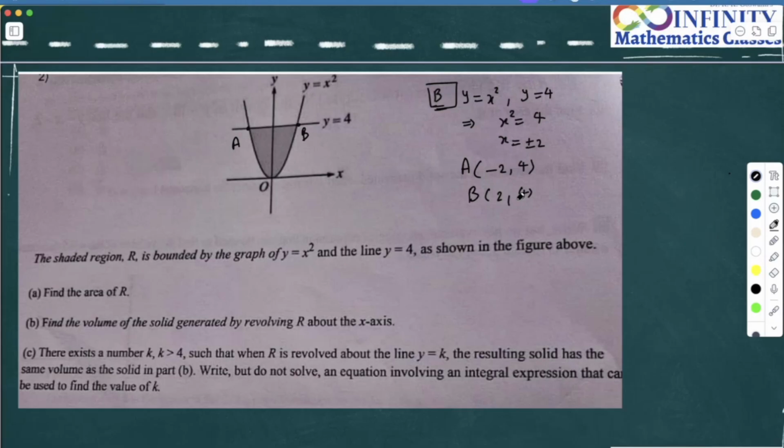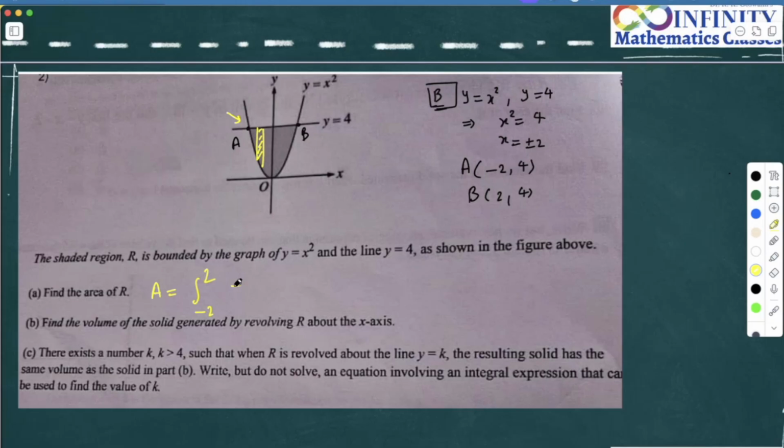You need to find the area. It is up to you whether you want to use a vertical strip or a horizontal strip. I prefer by default the vertical strip if not an issue. So for the area, I'm looking at the values of x. The x coordinate at A is going to be minus 2. The x coordinate at B is going to be 2, like I told you.